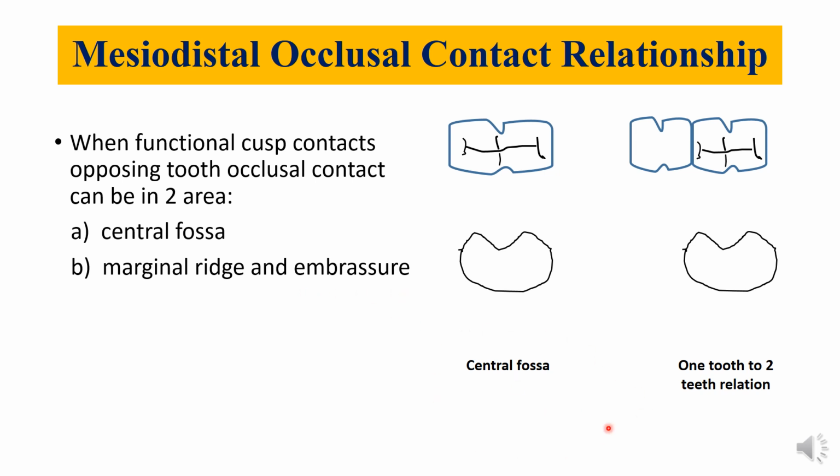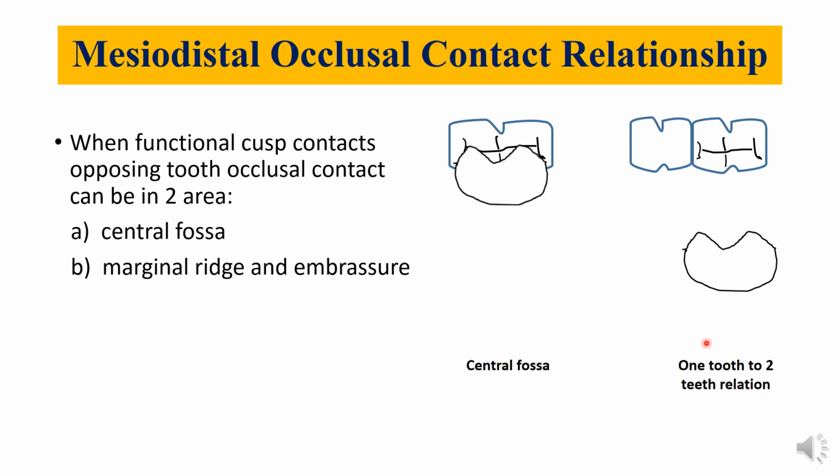Central fossa relationship means that when the tooth occludes, it gets contact just on the central fossa, and the other parts remain free. They are not in contact. Only the tooth will contact the central fossa. That is the central fossa occlusal contact.